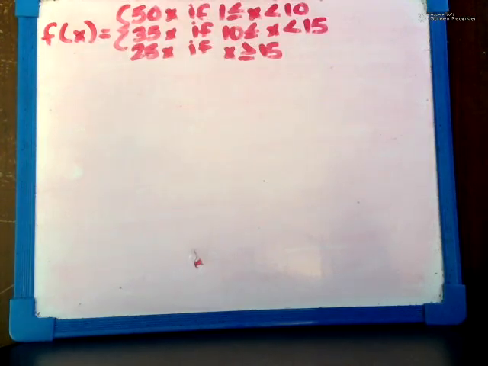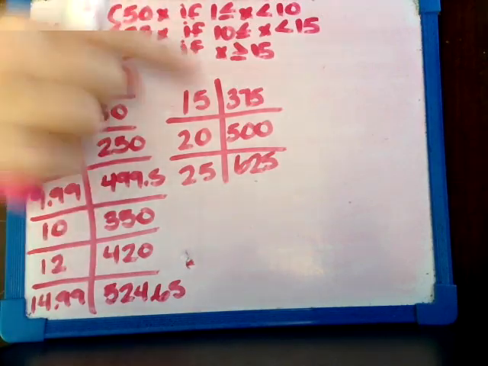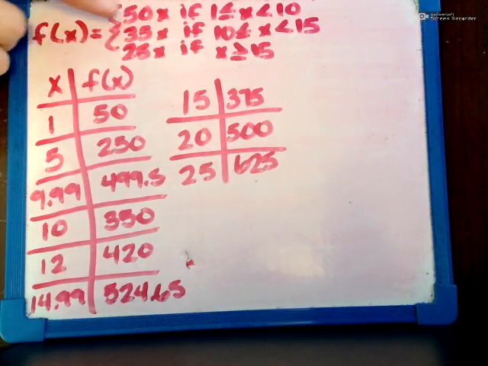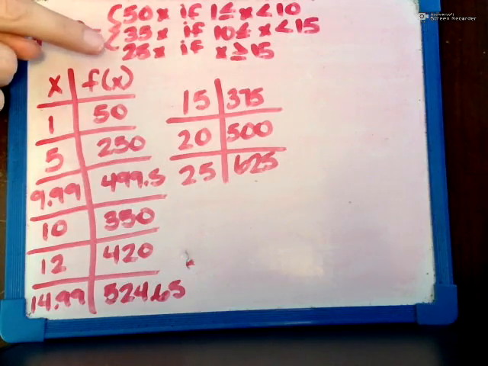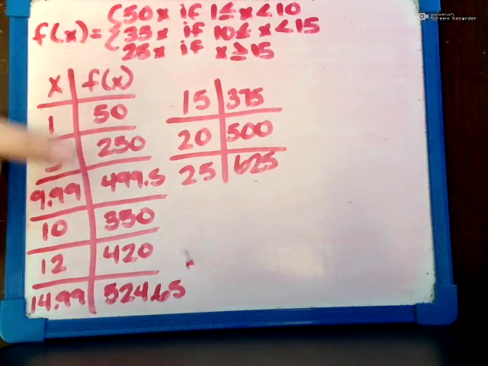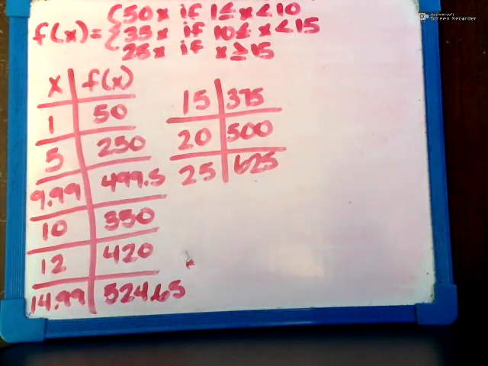Pause it, come back. Okay, this is what your table should look like. Whoa, wait a minute. Look at all these weird f of x's. They're not constant. They're not a step function. That's because if you look here, the f of x is 50 times x, 35 times x, 25 times x. So if x is 5, then it's 35 times 5, which is 250. Okay, so here's what your table should look like.